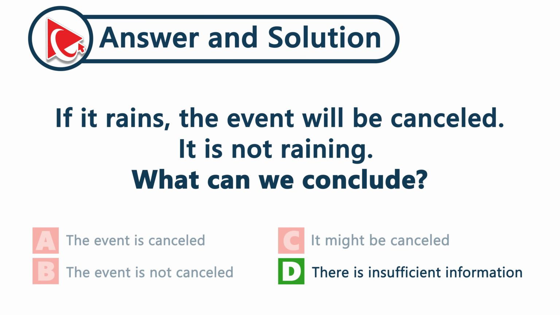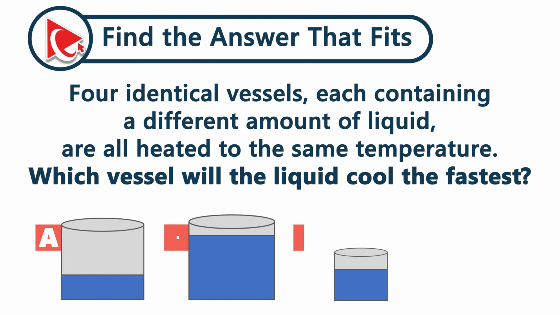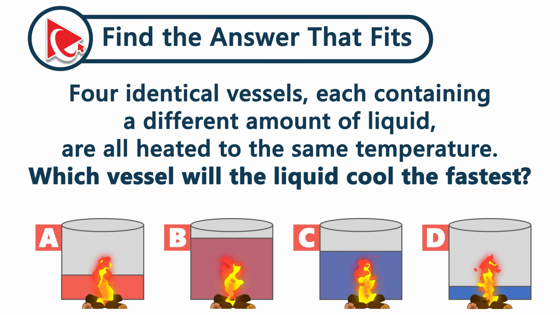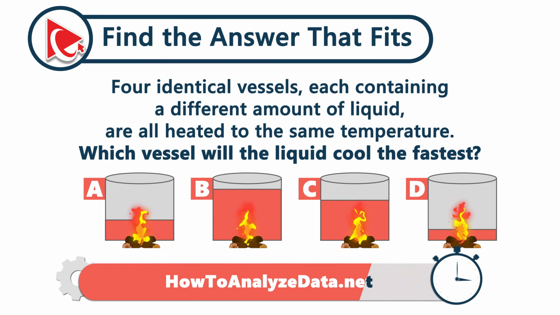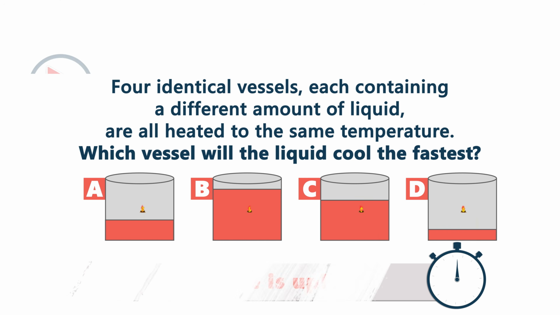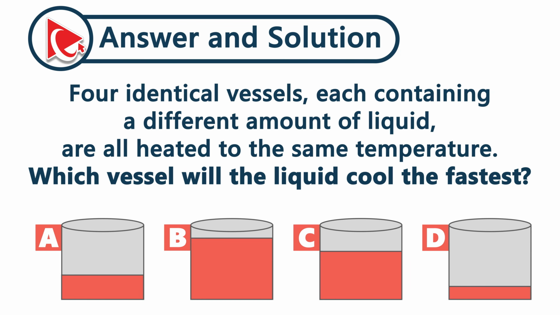There's insufficient information. 4 identical vessels, each containing a different amount of liquid, are all heated to the same temperature. In which vessel will the liquid cool the fastest? To answer this question, apply the principle of heat loss per unit volume. Liquids with less volume cool faster because they have less thermal mass and greater surface area to volume ratio. Since vessel D has the least amount of liquid, it will lose heat the fastest, making it cool down the quickest. So the correct answer here is choice D.